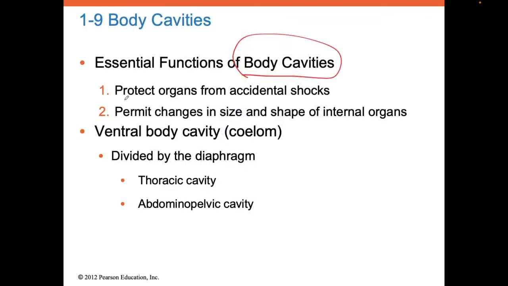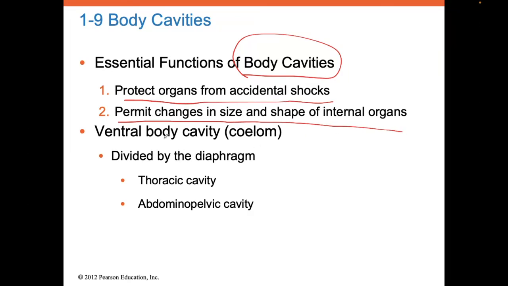So these body cavities are going to protect our organs from accidental shocks. And these cavities also permit changes in size and shape for the internal organs, because many organs do change in size and shape. A stomach can get bigger, a uterus can get bigger, right? If there's a baby inside.